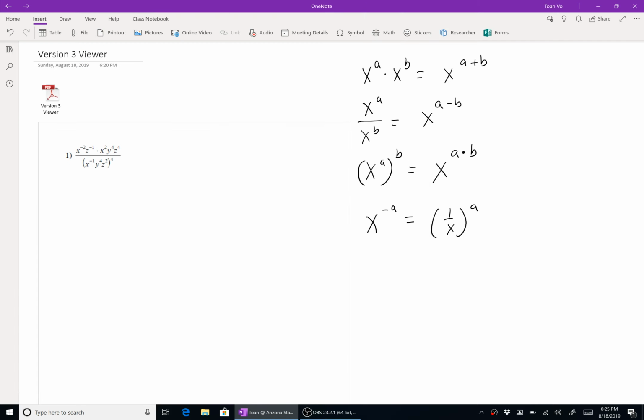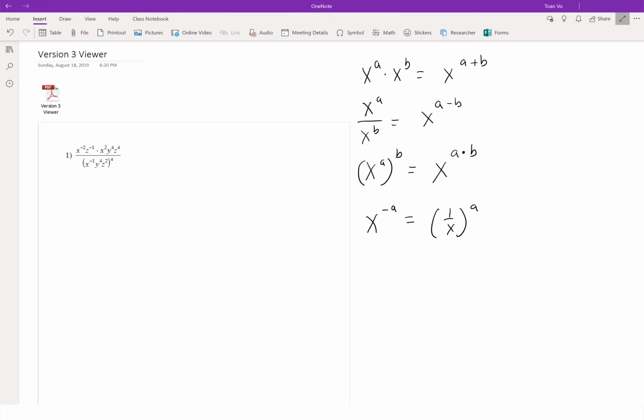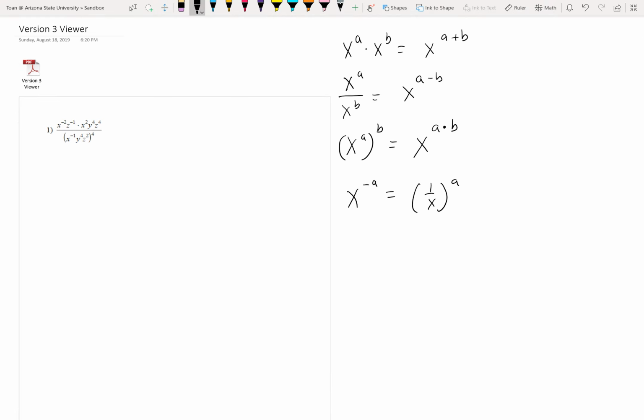So problem number one was a properties of exponents problem, and you honestly couldn't do this if you didn't know your properties of exponents. So to refresh your memories, there are more properties than these, but these are the main ones we typically use.